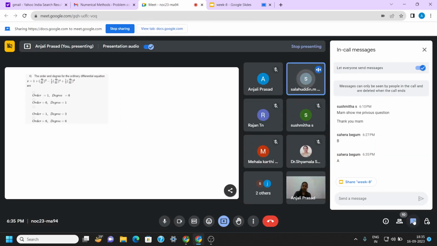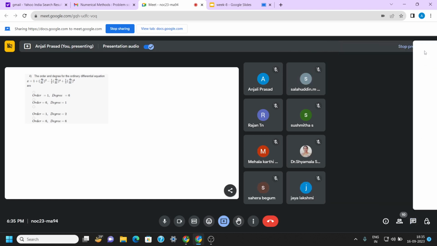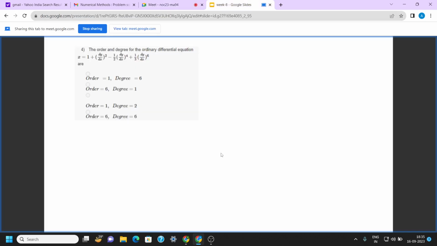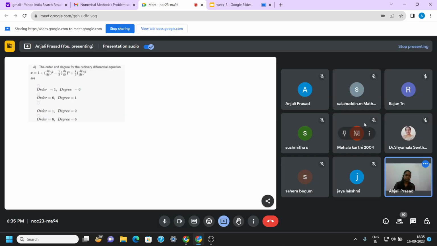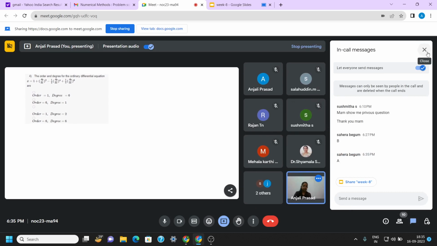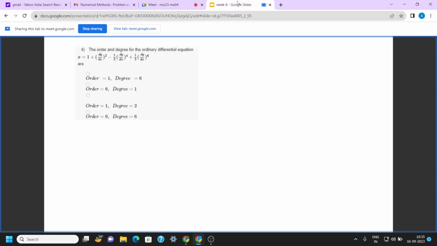Order 1, degree 6. Okay. So I think everyone has got it. So the correct option is A, that is order is 1 and degree is 6. Here you can see.